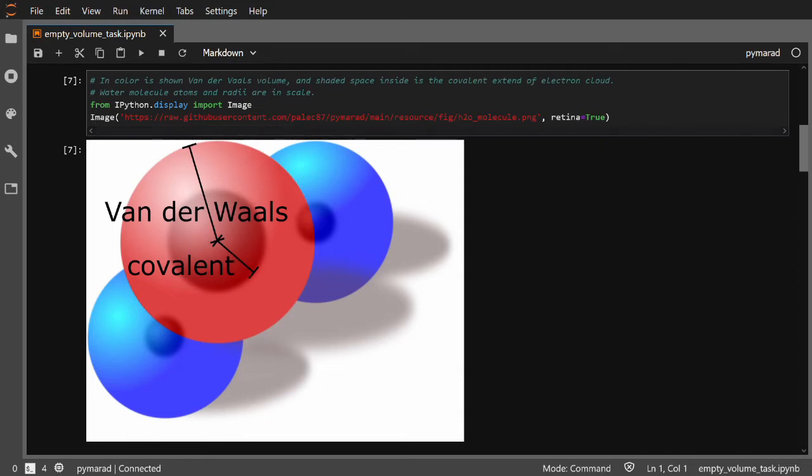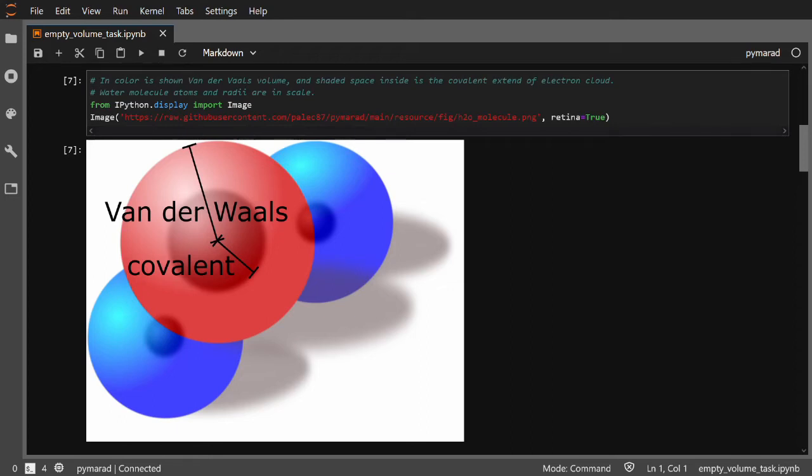However, the electrons which are surrounding the nucleus are electrically charged, right? So if you try to bring another water molecule close by, the two will start repelling each other. And the limit of how close you can bring them is roughly the van der Waals distance. So that's the bigger one here. And that van der Waals volume delineates the effective space of the molecule, even if the space is actually empty.